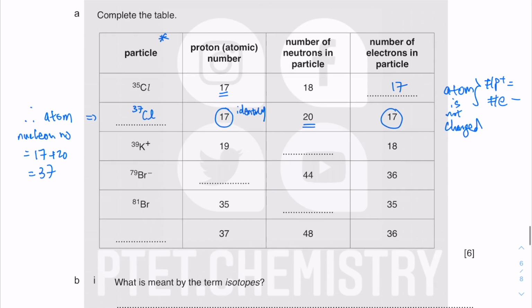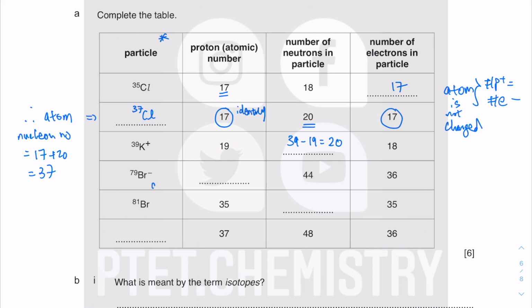Potassium 39, so it's got 19 protons. It's the 19th element in the periodic table. And the mass number is 39, so 39 minus 19 is 20. And there are 18 electrons there because it's a plus 1, so you have lost 1 electron from the atom. 19 minus 1 gives you 18.